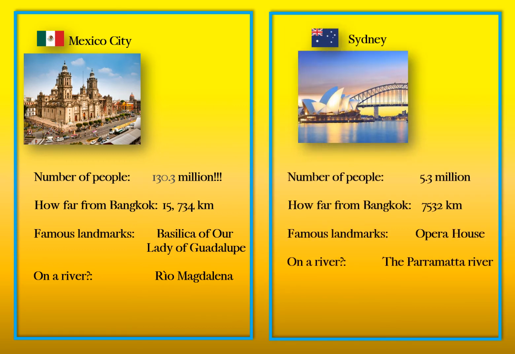The last one is Sydney. There are 5.3 million people in Sydney. It is 7,534 kilometers to Bangkok. Famous landmarks include the Opera House, and it is on the Parramatta River.